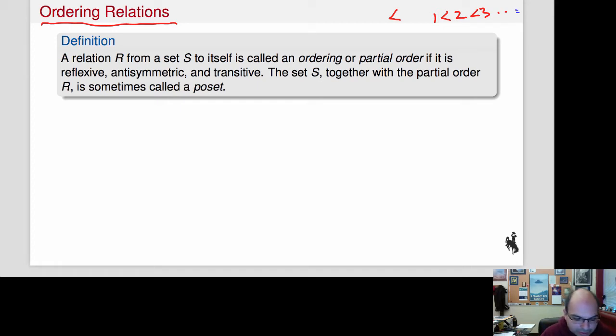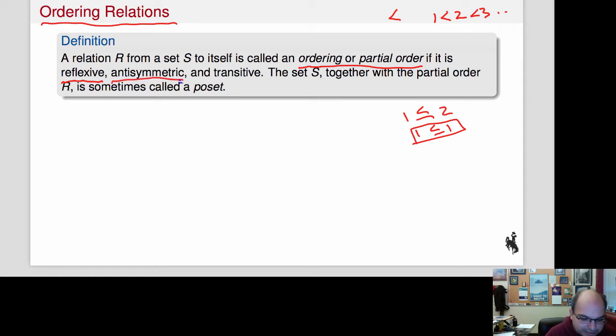Okay. So formally, here's what we have. We have an ordering, also known as a partial order. It has to have three properties. It has to be reflexive, okay? So what we have is less than or equal to, as opposed to less than. So you might have 1 less than or equal to 2, and 1 less than or equal to 1. That's the important part. That's reflexive.